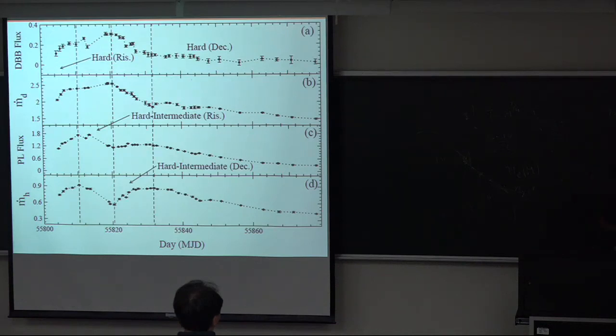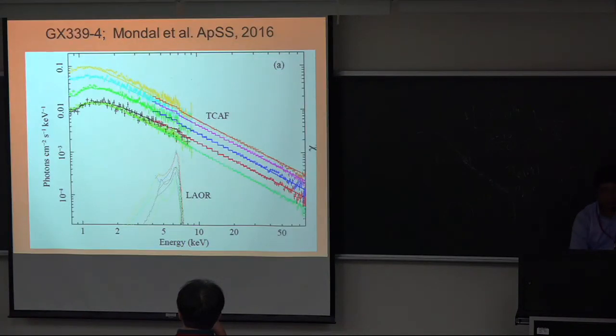You fit something, and the chi-square will be very good, but it does not tell you how many grams are actually falling, what the mass of the black hole is, where the compton cloud is located, or what the density and the optical depth are.